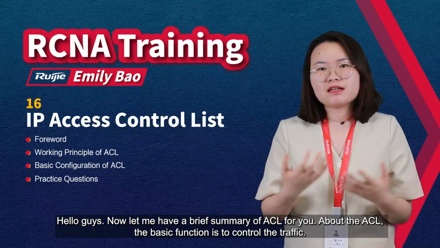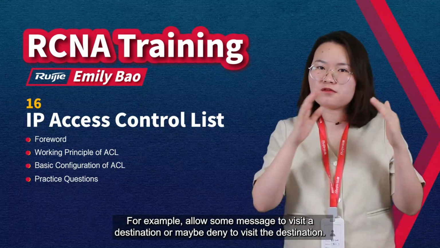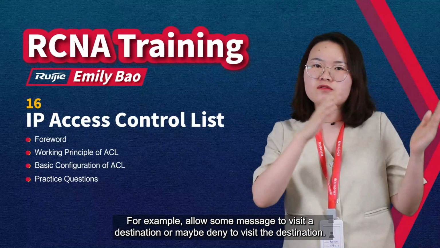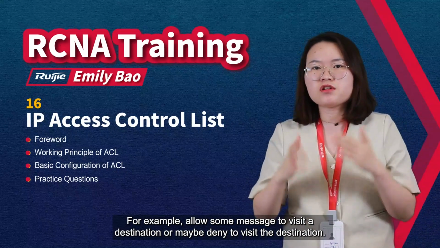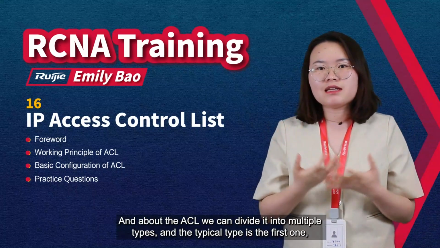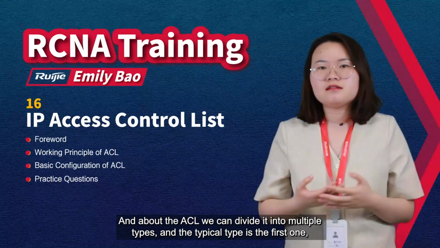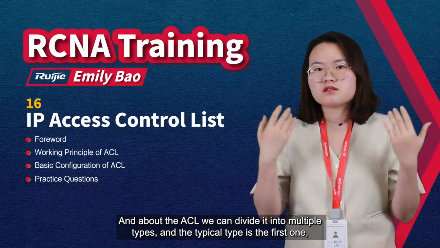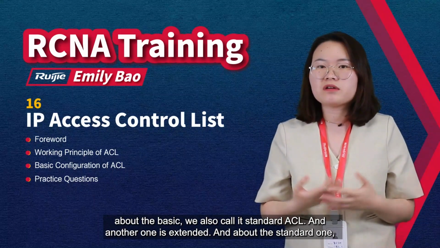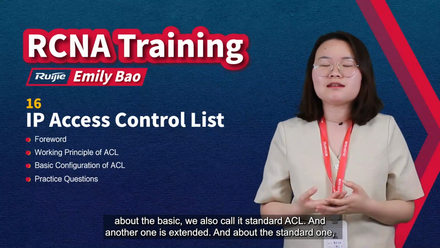Now let me give you a brief summary of ACL. About the ACL, the basic function is to control the traffic. For example, permit some messages to visit the destination or maybe deny them. And about the ACL, we can divide it into multiple types. The typical type is the first one, the basic one. We also call it standard ACL. And another one is extended.